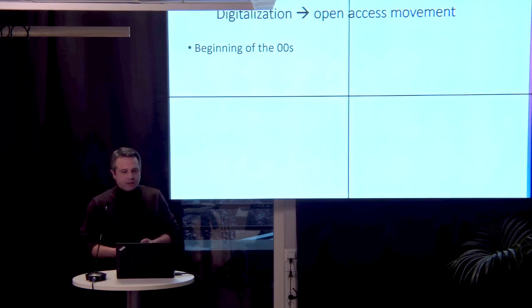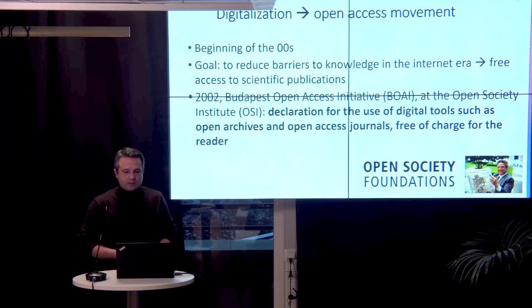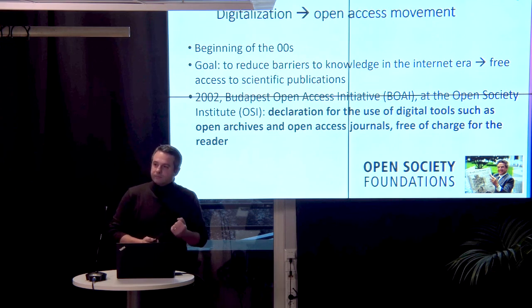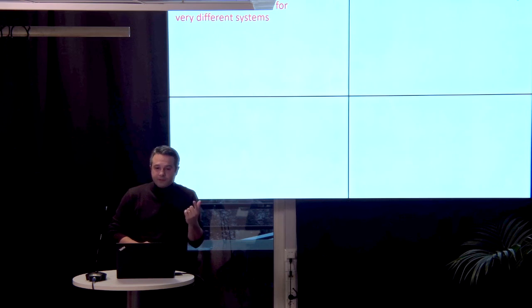What was the goal of the open access movement, as Doug explained before? To basically reduce the barriers to knowledge in the internet era by enabling free access to scientific publications. And the defining moment which really put open access on the agenda was the Budapest Open Access Initiative at the Open Society Institute, with the declaration for the use of digital tools such as open archives and open access journals, free of charge for the reader. But, again, as Doug discussed before, open access is actually one term that hides very, very different systems.